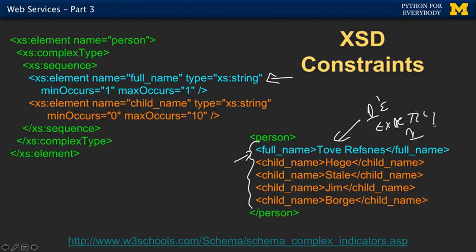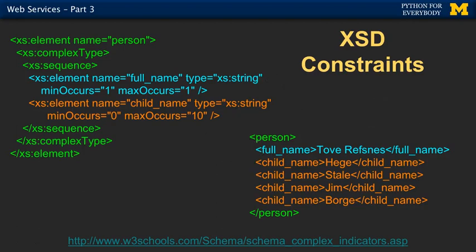Exactly one. With minOccurs, if you have less than 1, it's an error. If you have more than 1, it's an error. This other tag can happen 0 times up to 10. That just means if there are somewhere between 0 and 10 of those tags between full name and the end of person, we are happy with this. So minOccurs and maxOccurs is basically how many times these things must appear.